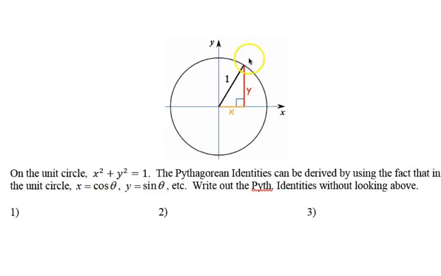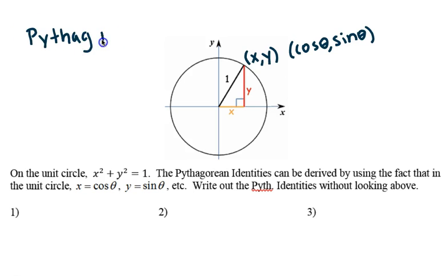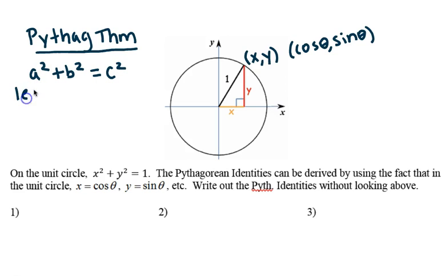All right, so first things first, on the unit circle, x squared plus y squared equals 1. And we discussed how this x comma y on the unit circle we associated with cosine theta comma sine theta. Okay. What I want you to keep in mind too is the Pythagorean theorem. So what the Pythagorean theorem says is if we have a squared plus b squared, that's equivalent to c squared. Or in other words, if we take two legs of a right triangle and square them and then sum them together, that should be equivalent to the hypotenuse squared.